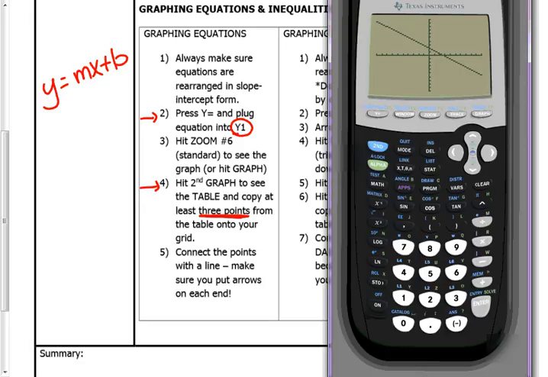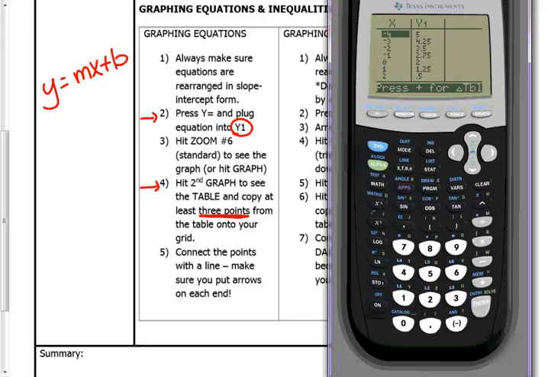But you know what the points are, right? So you don't know what the points are really, not 100%, unless you look at your table values. So to get to the table, you guys have been working on this all year, you've got a second graph.